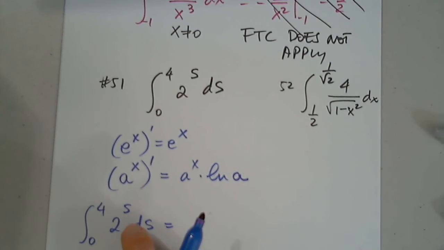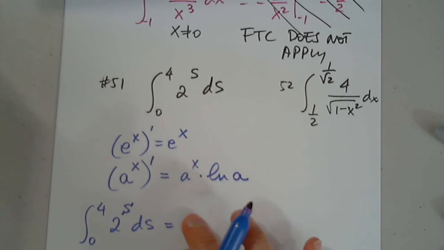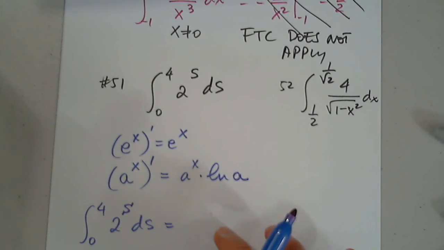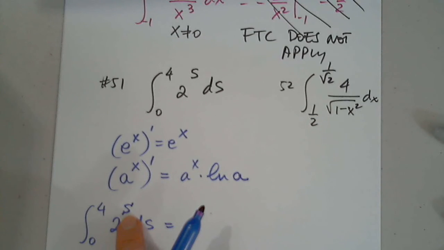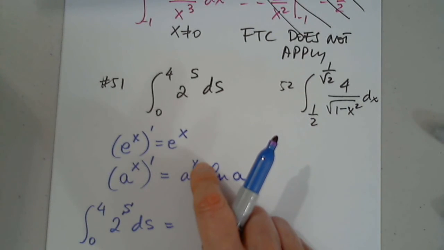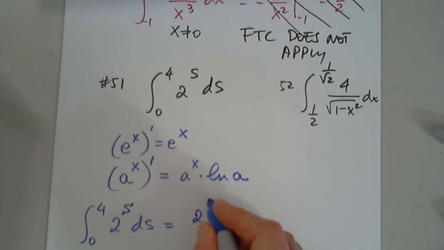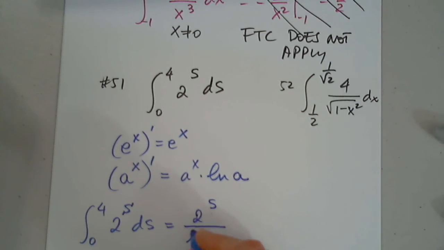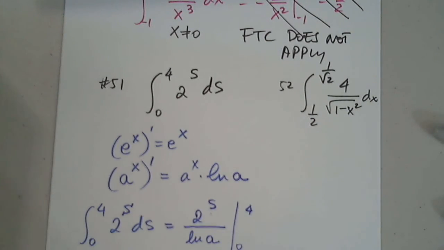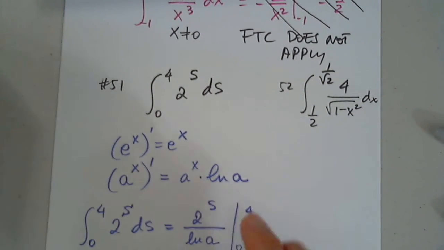So now I'm asking myself, this is s. What function has derivative 2 to the s? I want 2 to the s, so it has to be 2 to the s divided by natural log 2, from 0 to 4. Let's take a moment. When I differentiate 2 to the s, I get 2 to the s times natural log, which will simplify with this, and I get 2 to the s.